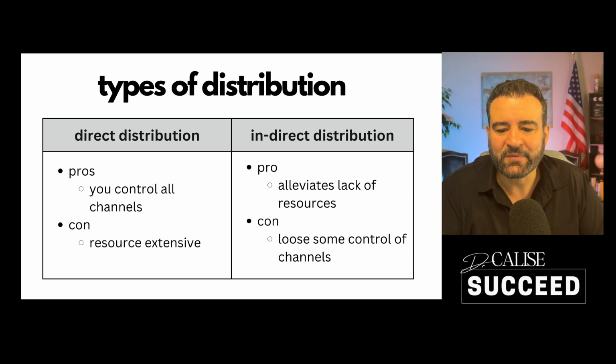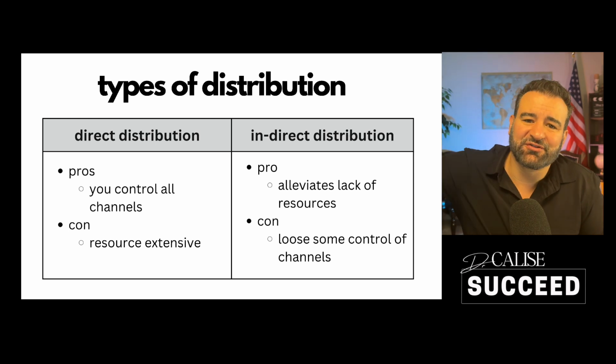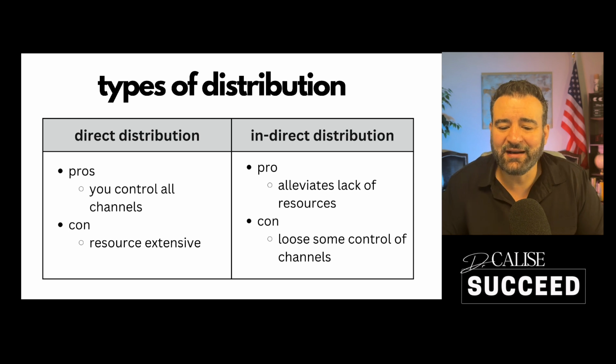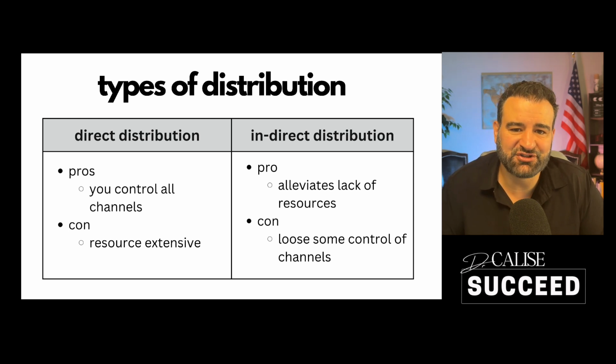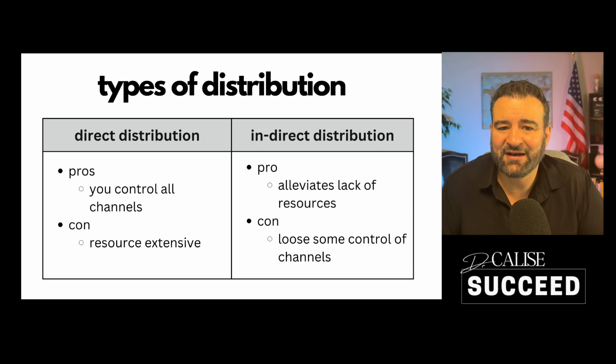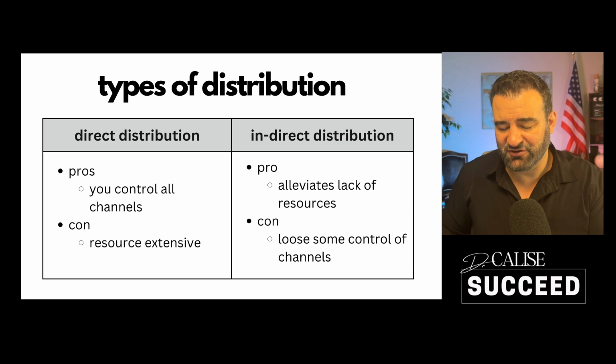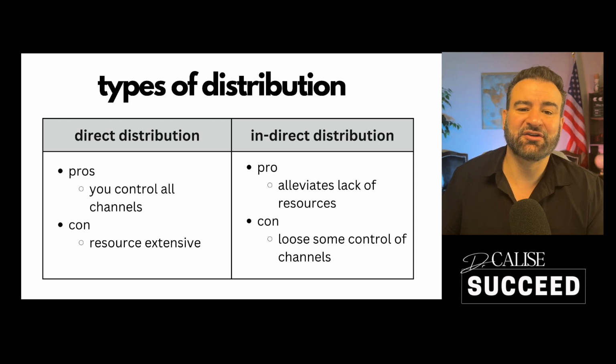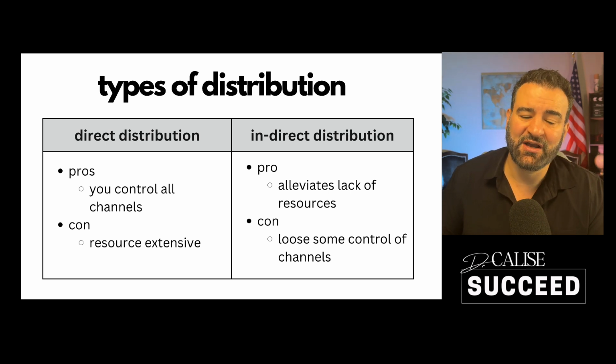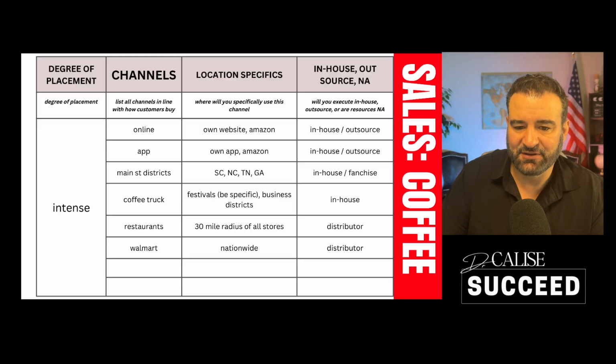Indirect. The pro is it alleviates the lack of resources. So I have a distributor who's doing all this work for me. The con is you could lose some control of the channels and you obviously have to pay them, right? So if the distributor is distributing to the different stores, you don't have that capability, right? Because you're not doing it yourself. So you've got to make sure that the distributor is representing your brand properly. Now, in a future video, we're going to talk about how exactly you can get a distributor and how you get a retailer. This video, I just want to go over the basics with you.